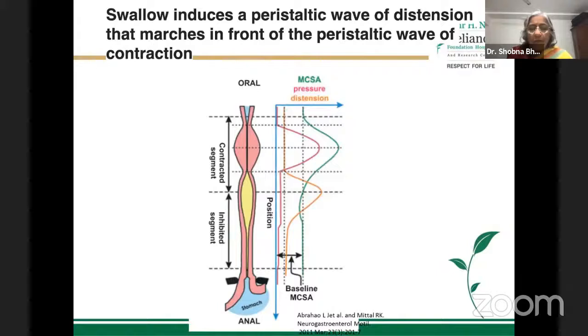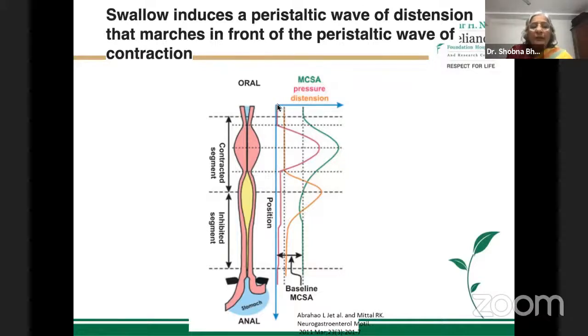So this was one of the first few studies done, and the lead author here was Dr. Ravi Mittal, whom we have on the panel today. What I have not shown here is that there was simultaneous intraluminal ultrasound done as well. So you see the same picture about the esophageal peristalsis, that the esophagus is contracted. The bolus is in front of the esophageal peristalsis. Now, wherever there is the bolus, this is the inhibited segment. Wherever there is the contraction is the contracted segment.